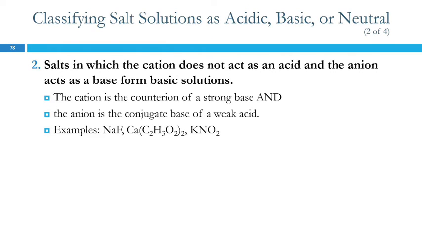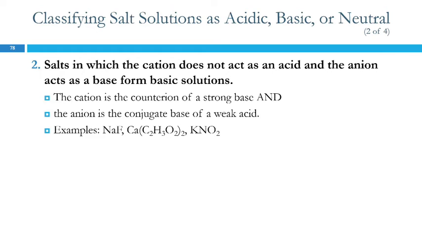We could have salts where the cation does not act as an acid and the anion acts as a base. So then we're going to have a basic solution. Here we're going to have a cation being the counterion of a strong base, and the anion is the conjugate base of a weak acid. So, I think it's actually a little more confusing when we talk about the combinations here.